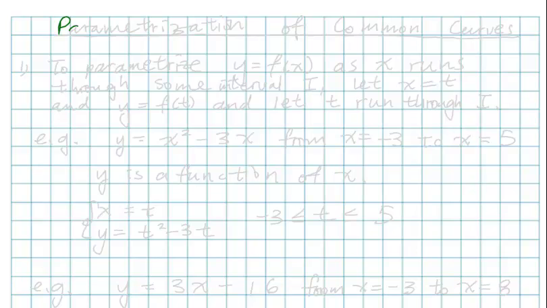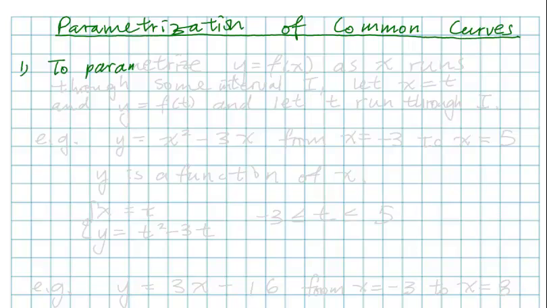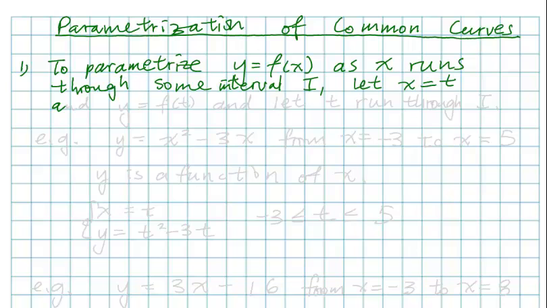We examine the parametrization of some common curves. This is based on your textbook. Pattern number 1, to parameterize y equals f of x. As x runs through some interval I, we let x equals t and y equals f of t, and let t run through the interval I.